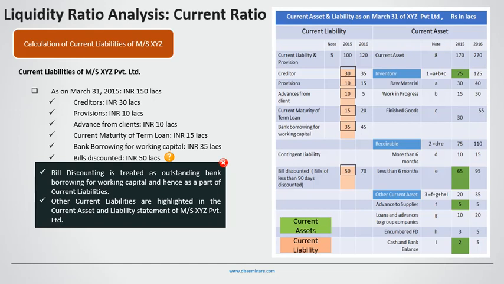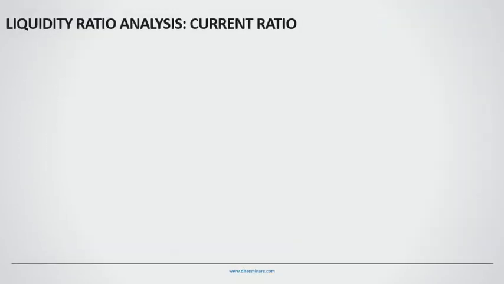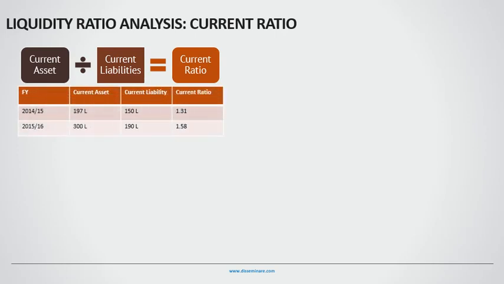Similarly, by adding up the figures from the balance sheet as on March 31, 2016, the total liability of MSXYZ is Rs 190 lakhs. We have now calculated both the current assets and the current liability of MSXYZ. Let us now calculate the current ratio for the financial year 2014-15 and 2015-16, based on the current assets and current liability figures for each year.